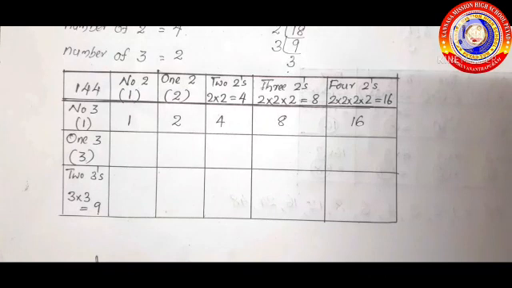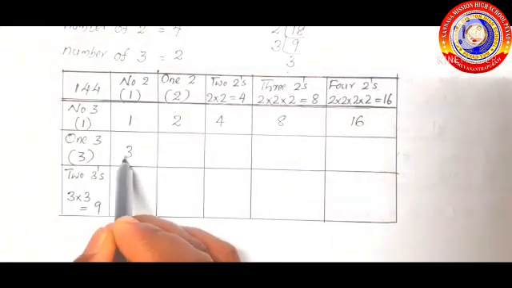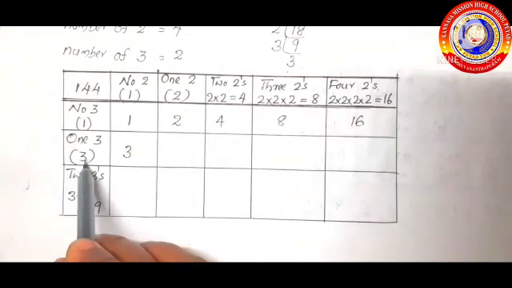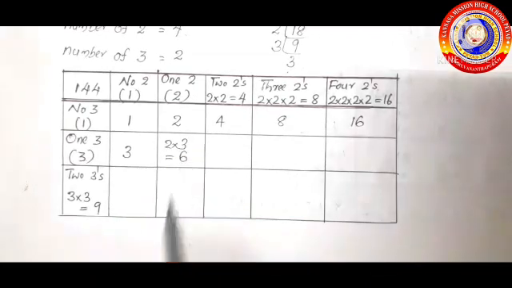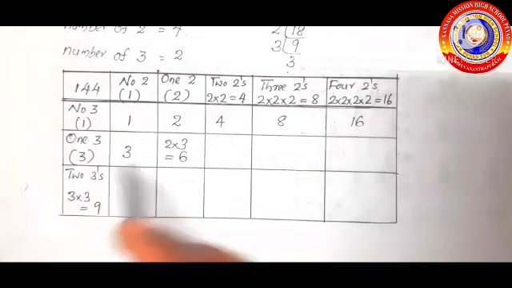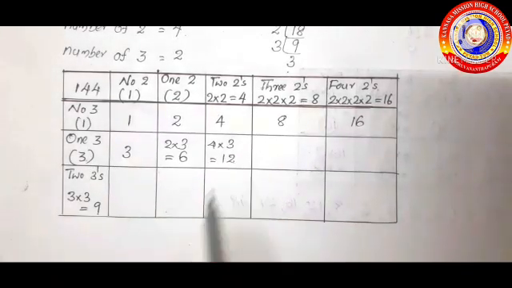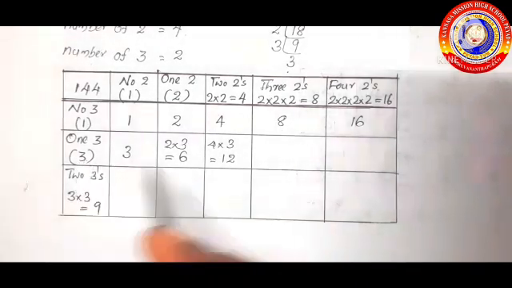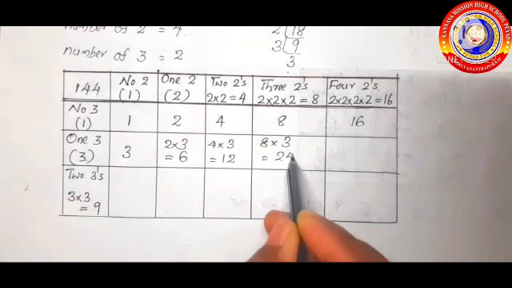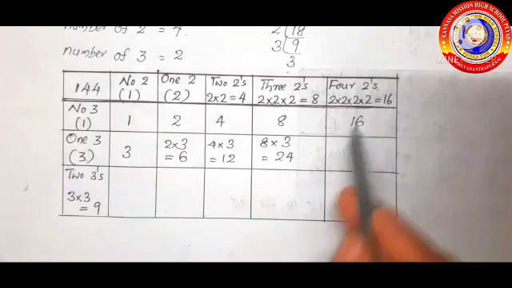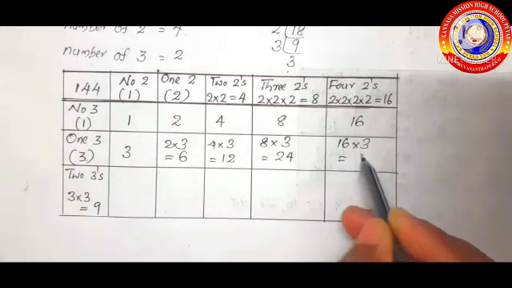Then multiplying the first row by 3. 1 into 3, 3. 2 into 3, 6. Then 4 into 3 is 12. Then 8 into 3 is 24. 16 into 3 is 48.